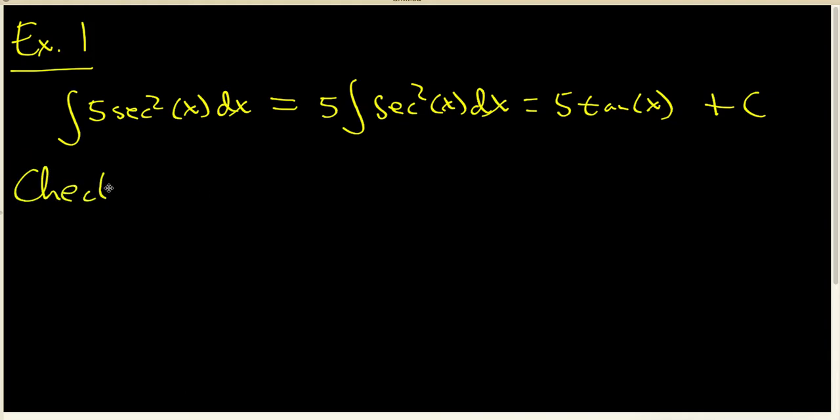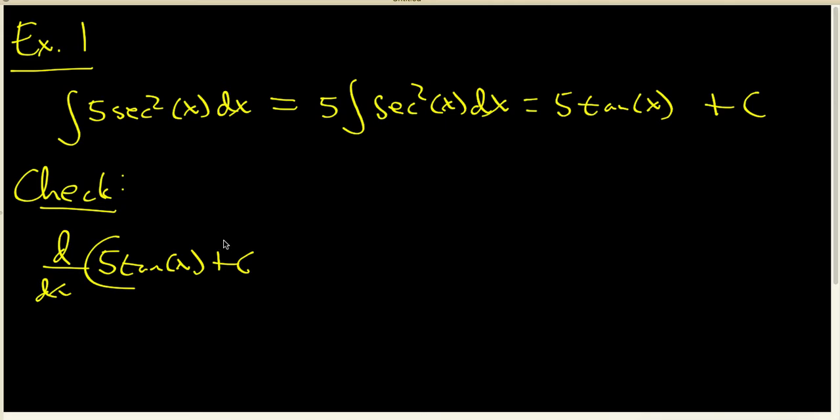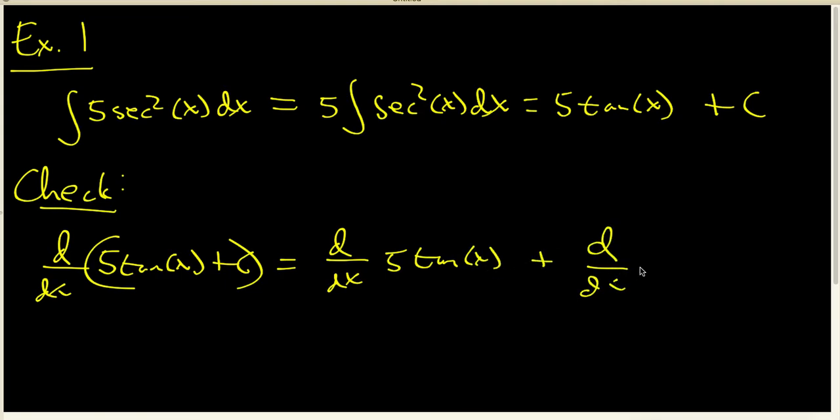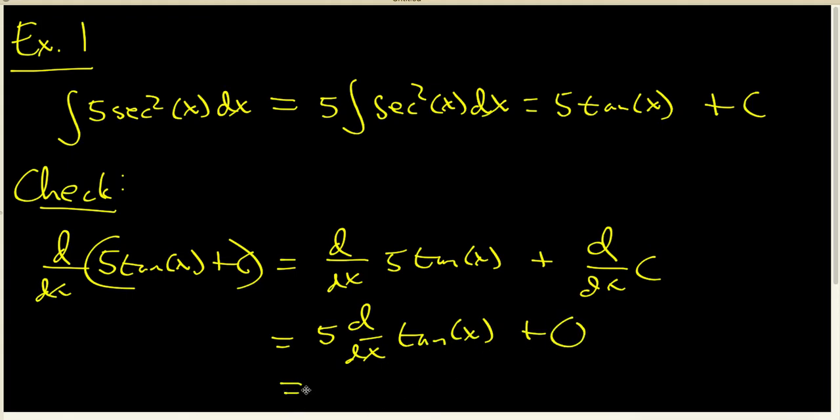Let's do our basic check. If we differentiate our answer, we're going to have the derivative of 5 times the tangent of x plus the derivative of a constant, which is a big fat 0. And this 5, of course, comes through the derivative operator. And the derivative of the tangent is known to be secant squared. So our answer works because when I differentiate our answer, I get the integrand.